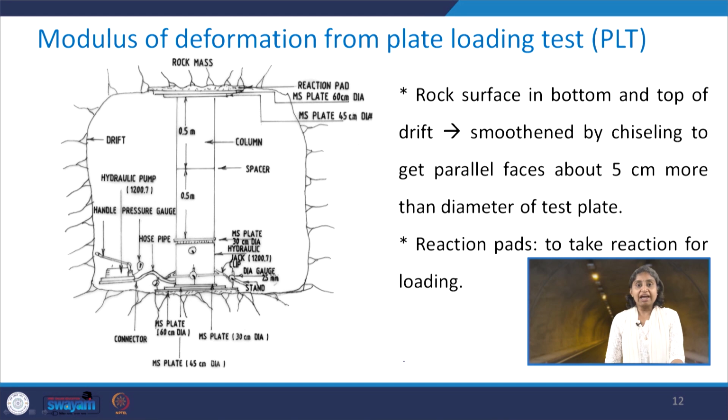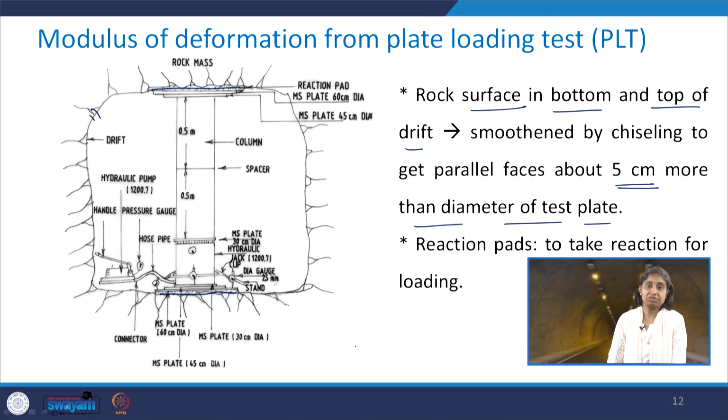Let us take a look at the test setup, and this will make things clear to you. We use the rock surface in a drift. So, you see that this is the drift that is prepared. The rock surface at the bottom and top of the drift is smoothened by chiseling to get more or less parallel faces, about 5 centimeter more than the diameter of the test plate.